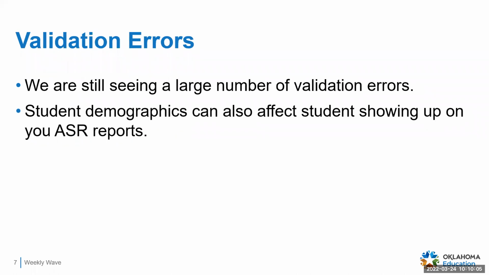We still have quite a few validation errors. And like I said before, those do affect your missing students. If a race is not populated or date of birth, those kinds of things definitely do affect the students in there. So I would ask again, please make sure that you're working those. If you need assistance, you can always email us at studentdatainfo@sde.ok.gov, and we will be more than happy to work with you on getting those resolved. Also, I mentioned the student demographics can help affect students not showing up on your reports as well.